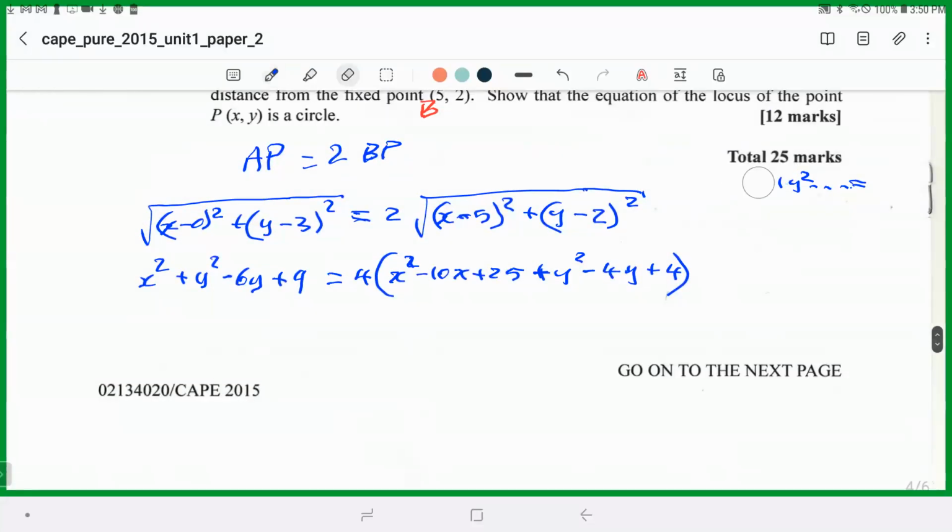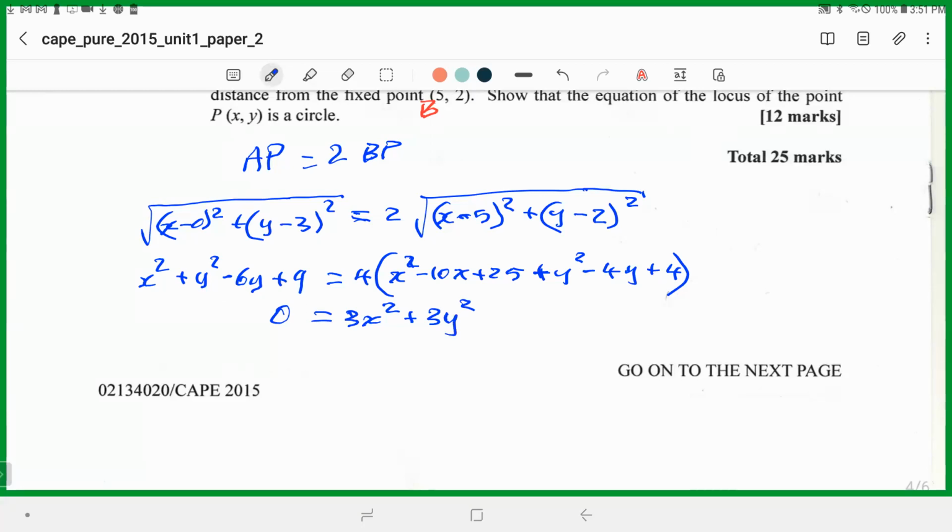This becomes 4 times everything. Remember now, I'm going to transpose the rest of them over here. So I'm going to get 0 equals 4x squared minus x squared, which is 3x squared, and then 4y squared minus y squared, which is 3y squared. So I've dealt with the x squared and the 3y squared.